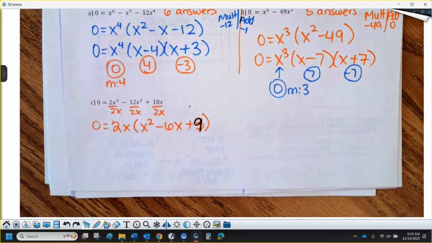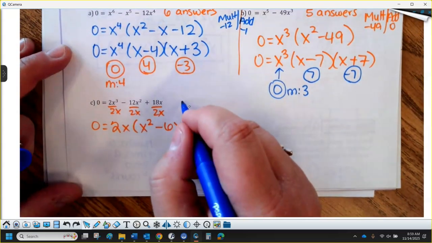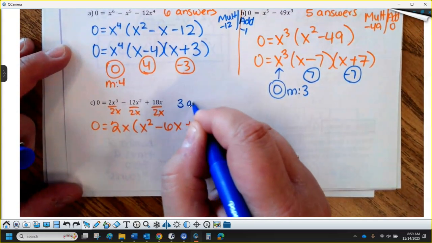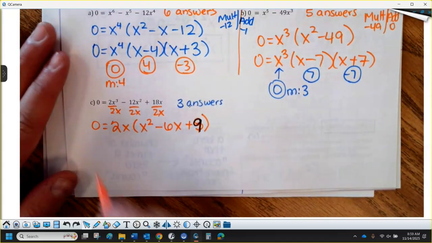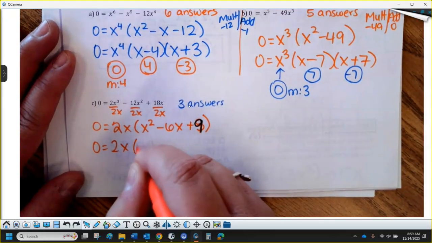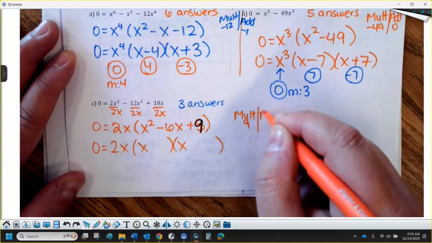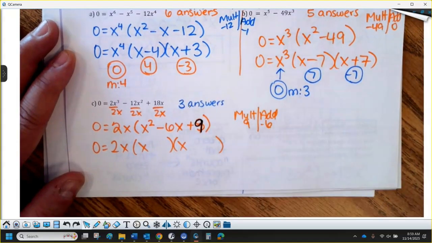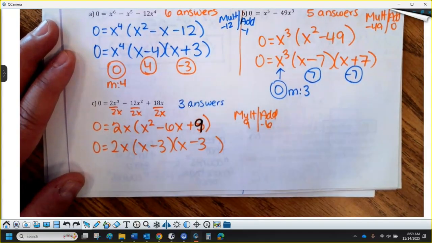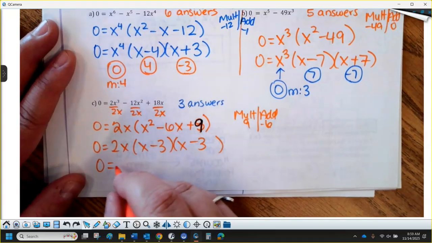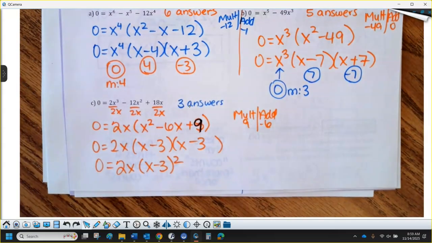Okay, now, I should have written this down. At the very beginning of the problem, I see I have 2x to the third, so I know that this question automatically should have 3 answers because that's the degree. All right, tell me two numbers. We're going to multiply to get 9, add to get negative 6. Negative 3, negative 3. Now, if they're matching, which they are, we can squish it together. Write it as x minus 3 squared.